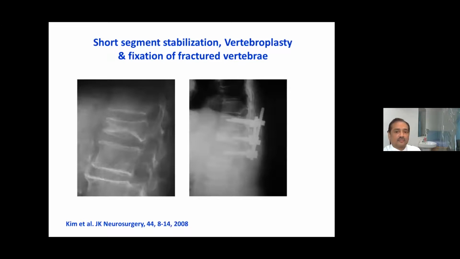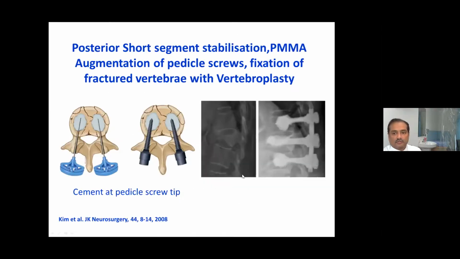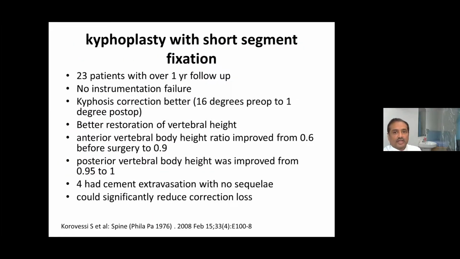Short segment fixation can sometimes be combined even with a vertebroplasty, like in this patient. Sometimes you can even combine this with vertebroplasty and cemented screws. Literature-wise, it has been shown that a short segment fixation, when combined with kyphoplasty or vertebroplasty, has significant success rates. As studied by Korovessis et al., in 21 patients with a follow-up of 1 year, they reported no instrumentation failure and a better correction of the kyphosis.